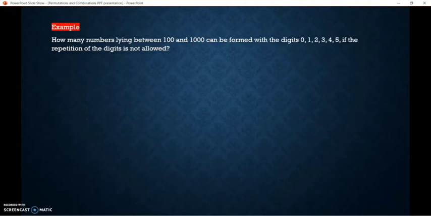Now see, why this is a permutation kind of problem is because the order of the arrangement matters here. If I arrange these digits in a certain order, I would get a different number, and if I arrange it in another way, I get a different number. So the order of the arrangement matters here. Is this clear? So what we're going to do is first arrange all the possible 3 digit numbers, and then subtract whatever 2 digit numbers we are getting. Okay, so let's look at the solution.